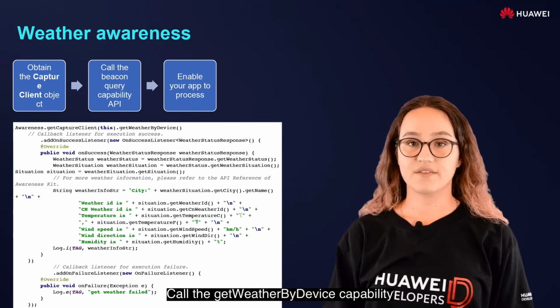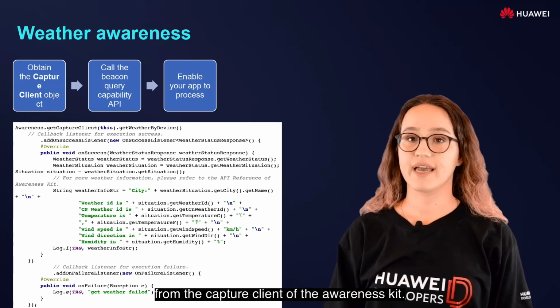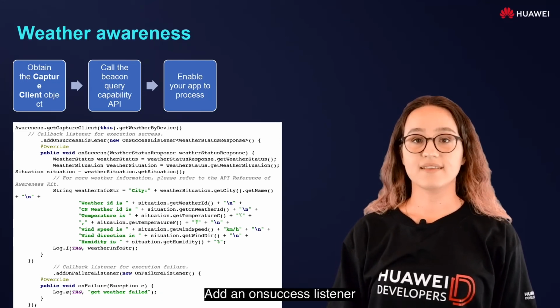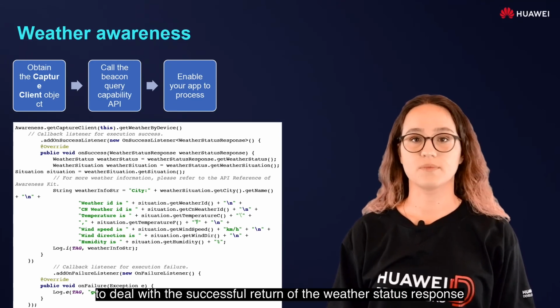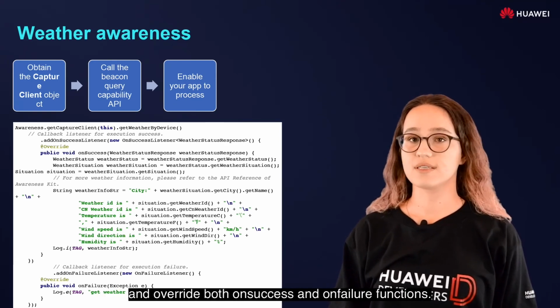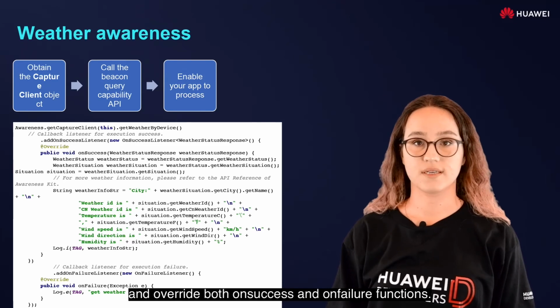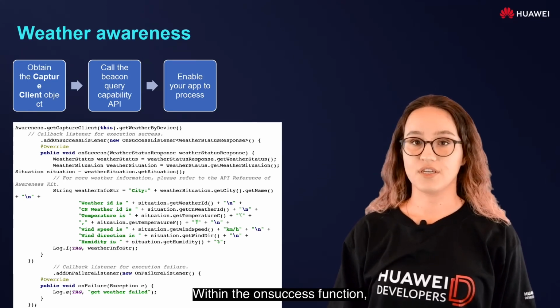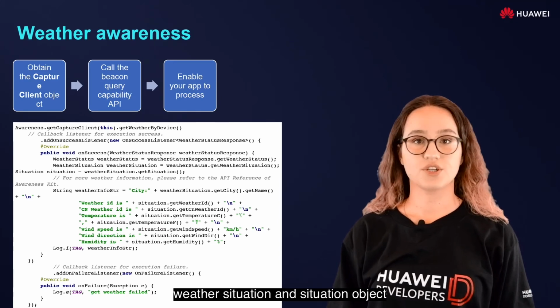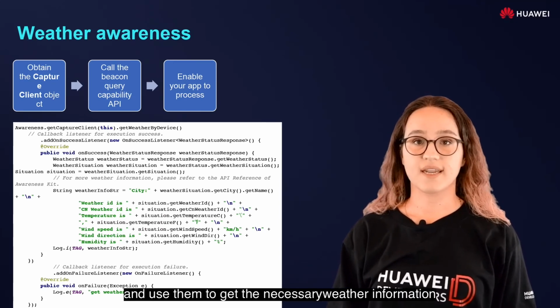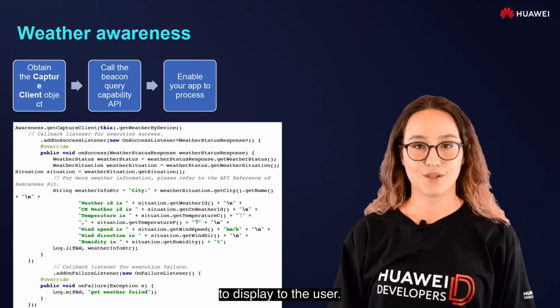Call the getWeatherByDevice capability from the capture client of the Awareness Kit. Add an onSuccess listener to deal with the successful return of the weather status response and override both onSuccess and onFailure functions. Within the onSuccess function, we create a new weather status, weather situation, and situation object, and use them to get the necessary weather information to display to the user.